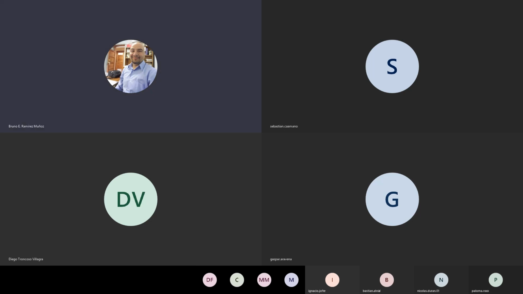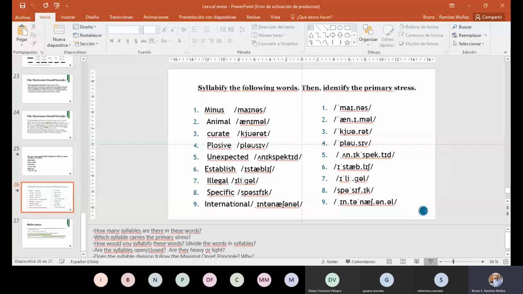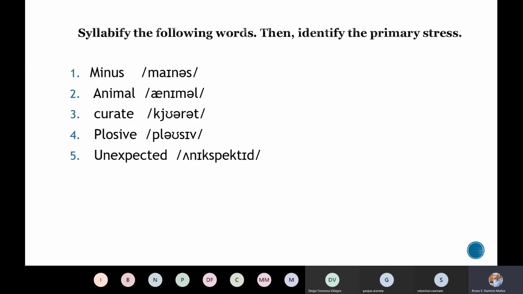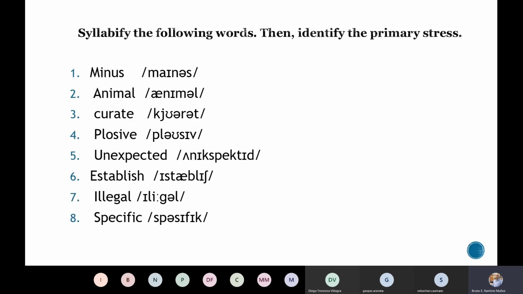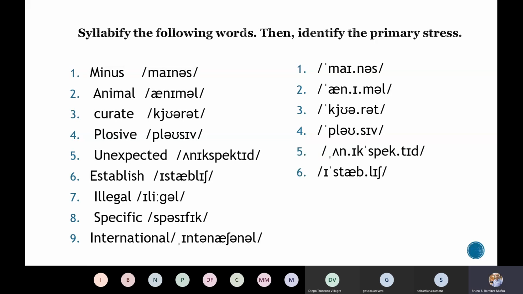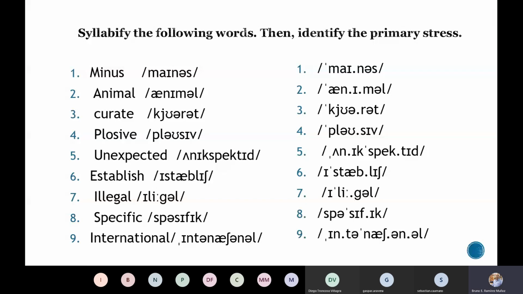Oh, I found the slide. I was looking for the slide and I finally found it. So this is it. Let me know if you're watching this. We've got minus, animal, curate, plosive, unexpected, establish, illegal, specific, and international. Minus, the first one, animal, the second one, curate, plosive, next one, unexpected, establish, illegal, specific, and international.